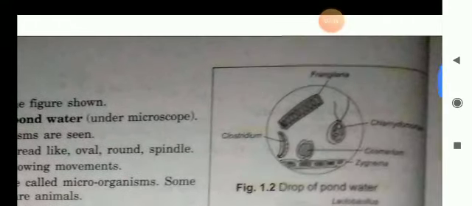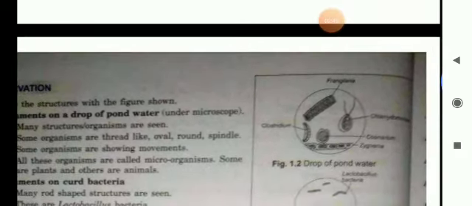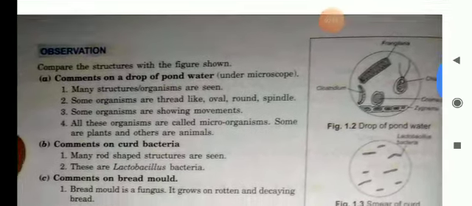You can see here the Chlamydomonas, Frangillaria, Clostridium. All these are the microorganisms which are present in one drop of water.